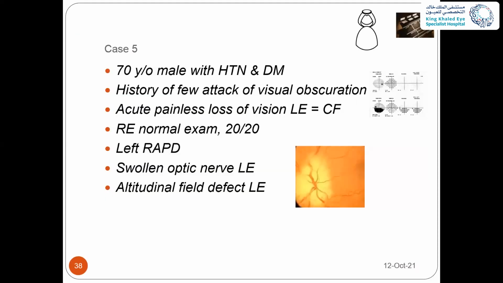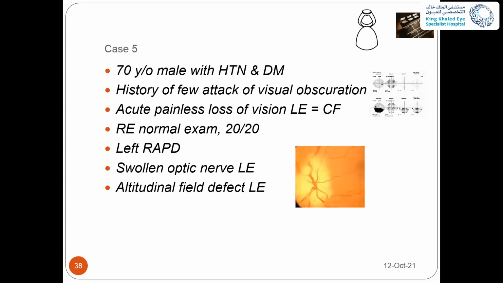Now, here we have an old man, a 70-year-old male. He is well known to have hypertension and diabetes, hypertension on treatment for the last 10 years and diabetes for the last 20 years. He gave us a history of a few attacks of visual obscuration before, and suddenly, since yesterday, he has acute, painless loss of vision in his left eye, and the vision is counting fingers in his left eye, and the right eye was normal, 20/20.